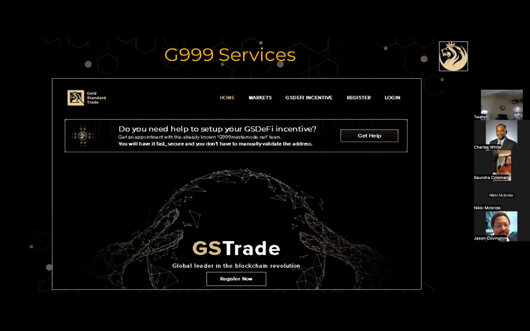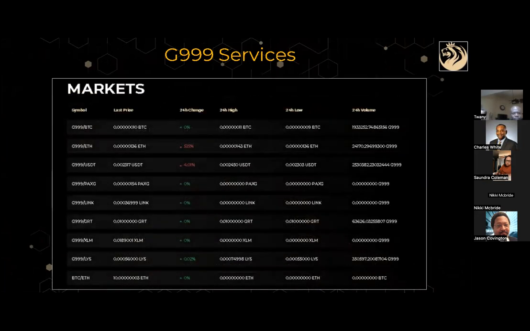So with GSTrade Exchange, we're going to take you through some of the basics here just quickly. All right, so the first thing you want to take a look at is the markets. The markets is where you can actually exchange cryptocurrencies in pairs on the site. You can see the different prices, you can see the volume of money moving through all of these, and you can see that G999 can be exchanged for Bitcoin, Ethereum, USDT, even Pax Gold, Chainlink, Graph, Stellar Lumens, and Lydian Stators. These are all coins that you can exchange just from G999 on this exchange.